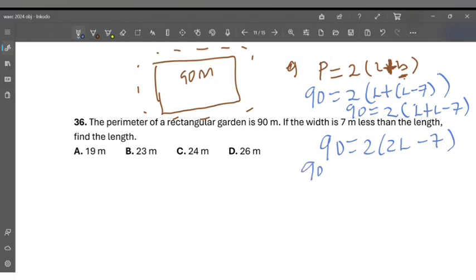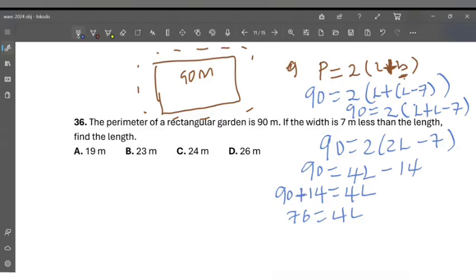Opening the bracket, I have 2 times 2 times 2 lengths, that's 4L minus 14. Collecting like terms, 90 minus 14 is equal to 4L. Sorry, I just noticed I made a mistake. When you move the minus over to the other side, it's supposed to turn to plus. So 90 plus 14 is supposed to be 104.